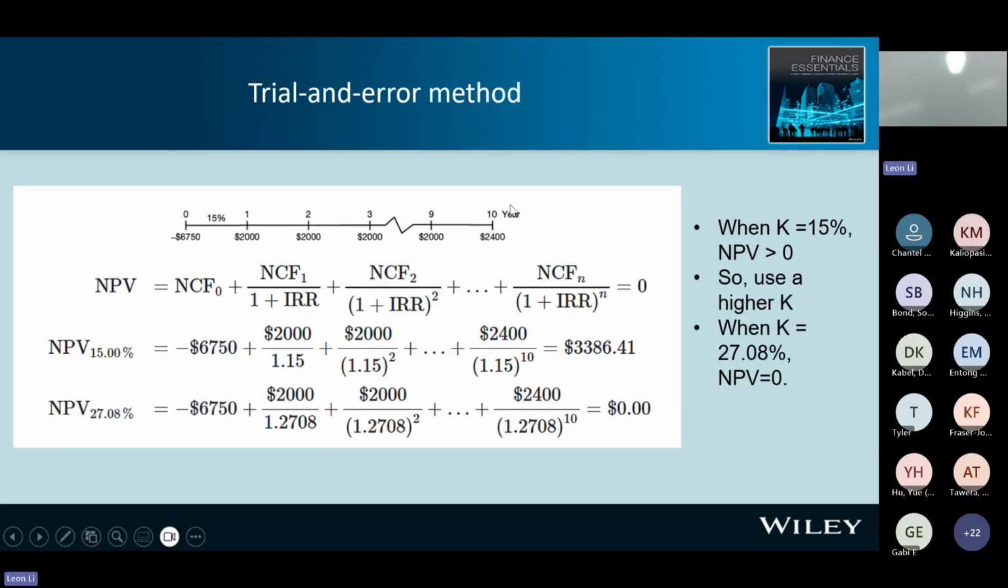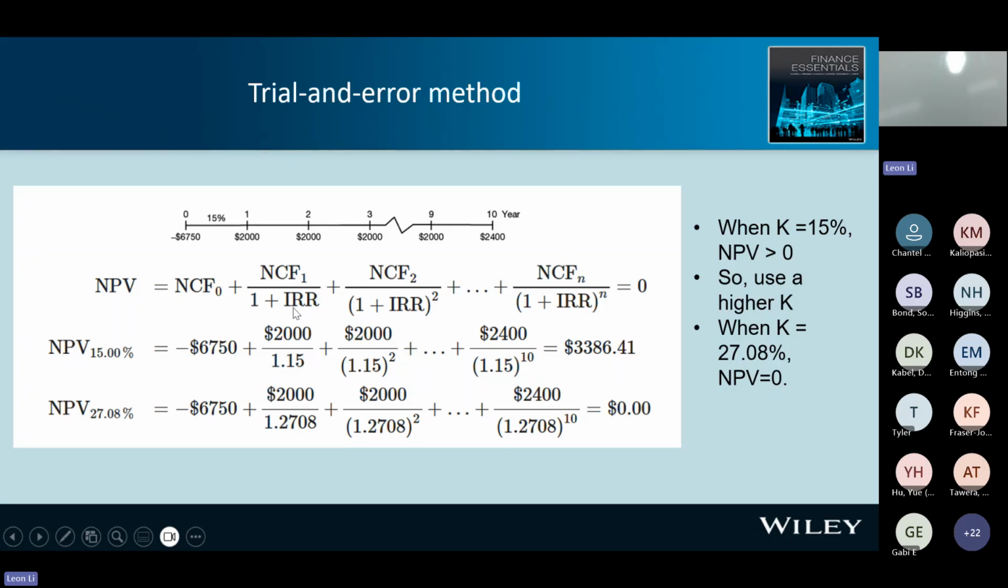So this is our timeline. This is a 10-year project, right? We have the cash flow every year. The initial cost of the project is here, a negative outflow. Then we have the NPV result. So what is IRR? IRR is a special return that will create a zero NPV. You can see I replace our cost of capital with IRR, and we have zero NPV.